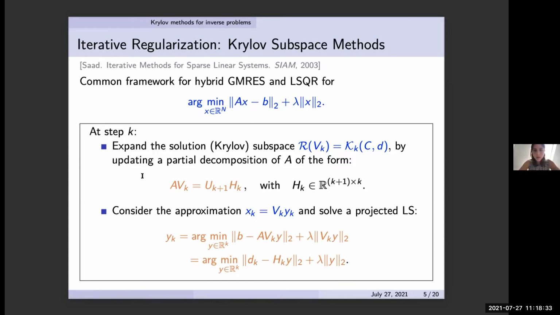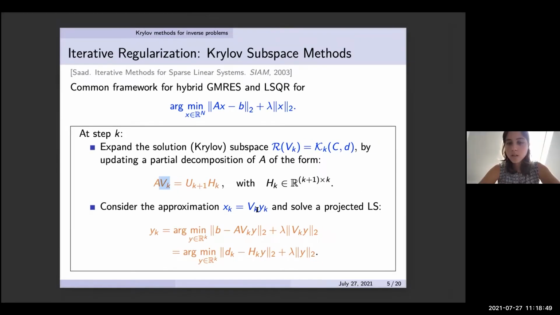The important thing here is that we have a partial factorization of A, and we have a basis for our Krylov subspace. And again, we consider an approximation of the solution of our linear inverse ill-posed problem to be in the Krylov subspace. So it has to be a linear combination of the columns of this matrix. And again, we can just do the projection step. And that means that at each iteration, I basically solve a very reduced least squares problem. This is very computationally efficient.